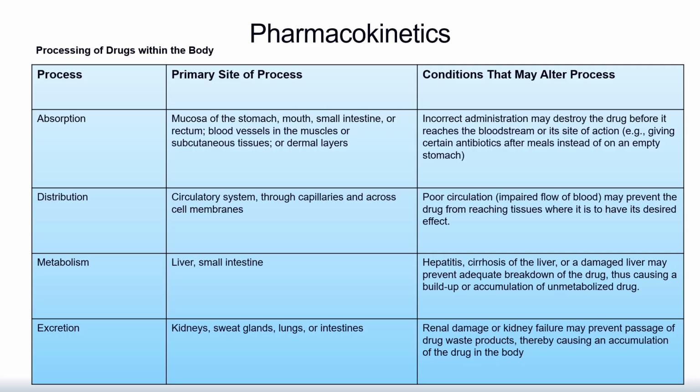Metabolism. So this happens mainly in the liver and small intestine. So conditions that can alter this would be hepatitis, cirrhosis, any liver damage, can prevent adequate breakdown of the drug. And this causes a buildup or an accumulation of the unmetabolized drug and can cause toxicity. Then there's excretion. So we excrete through the kidneys, sweat cells, lungs, or intestines. So if a person has renal damage, kidney failure, this can prevent the passage of drug waste products and therefore an accumulation of drug in the body causing a toxicity.